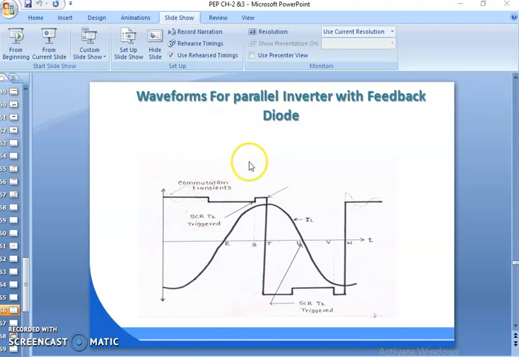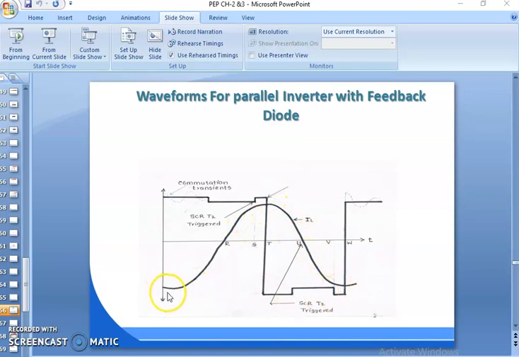This one is the waveform of the parallel inverter with feedback diodes. Here, this is the waveform drawn between the load current IL versus time t. In this curve, the commutation transient is drawn here. This one is due to the SCR T2 triggered period, and this one is also the SCR T2 triggered period, and this one is due to the capacitor charging period, and this one is due to the capacitor discharging period.